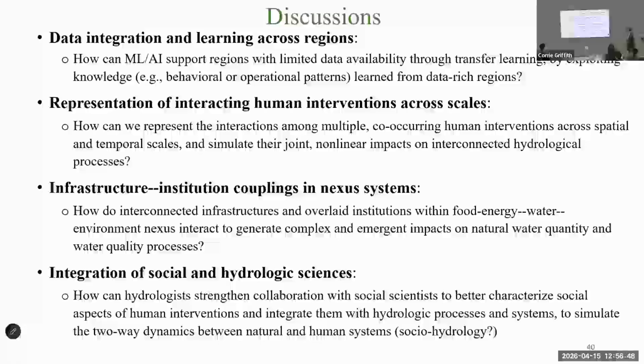The last one I want to comment on is the integration of social and hydrological science. I want to say we are not on the same line as social hydrology, but on the line of how we could quantify human interference in hydrologic systems. That is only one way. My understanding of social hydrology is that we also want to address the other way: how hydrologic alterations affect the human side.